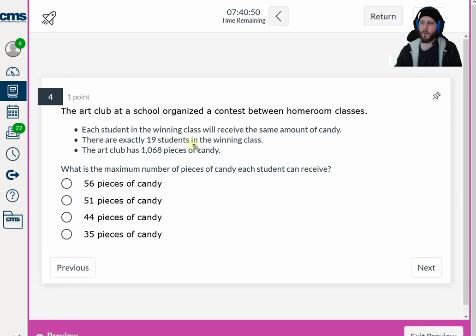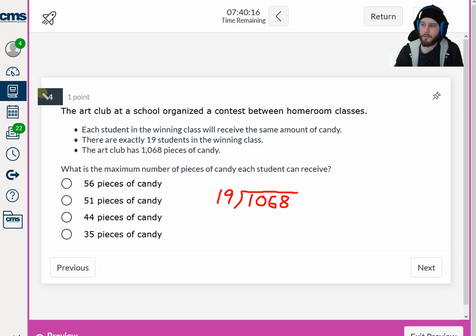For number 4, this is one of our long division problems. It says, an art club at a school organized a contest between homeroom classes. Each student in the winning class will receive the same amount of candy. There are exactly 19 students in the winning class. The art club has 1,068 pieces of candy. So we're going to set up my long division. We've got 1,068, and we're dividing this for 19 students.